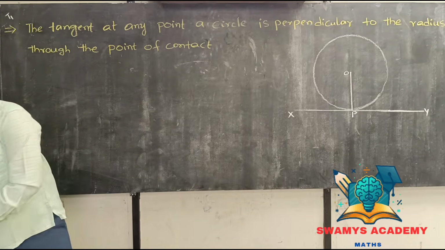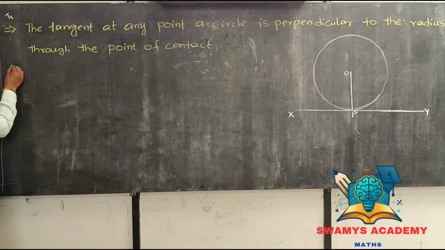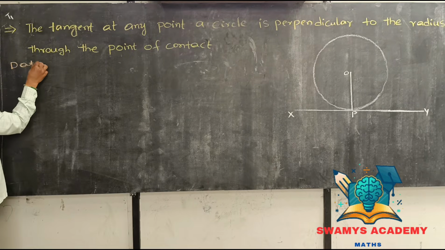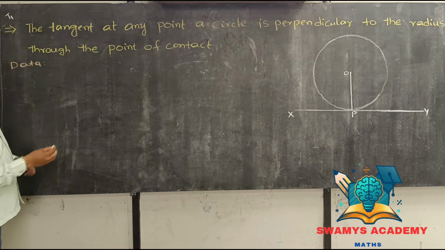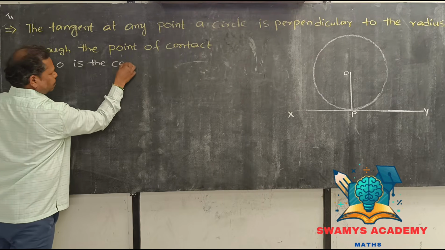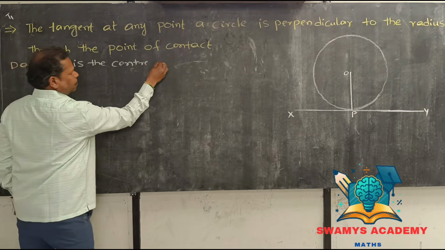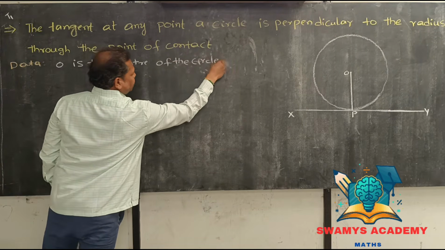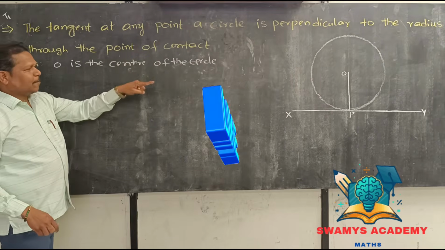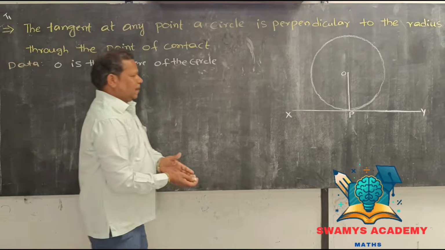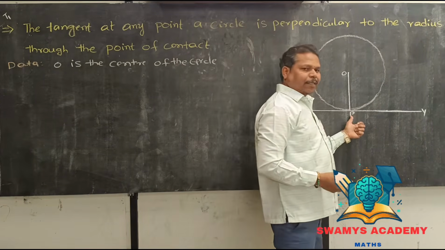Now first, what you need to do is write the data. What does data mean? It is the given, which you need to write. What is given here? O is the center of the circle. XY is a tangent with contact point P.